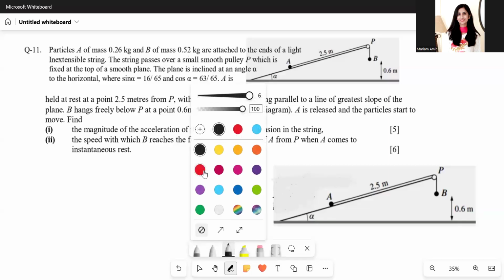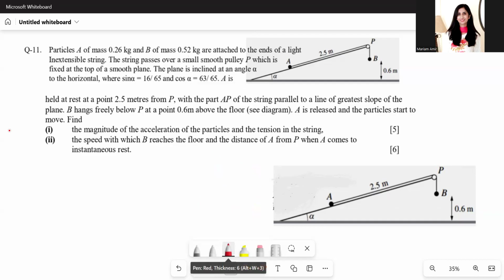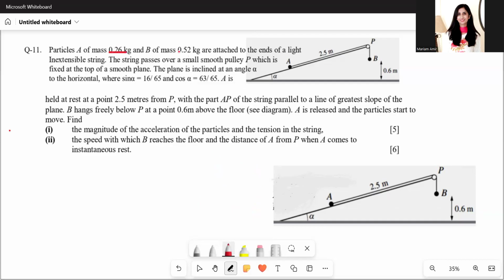This is question number 11. Particle A of mass 0.26 kg and particle B of mass 0.52 kg are attached to ends of a light inextensible string. So let's consider this figure. Particle B will have a downward force, which is its weight. Weight is mass times gravitational acceleration, so 0.52 times 10, which is 5.2 newtons.